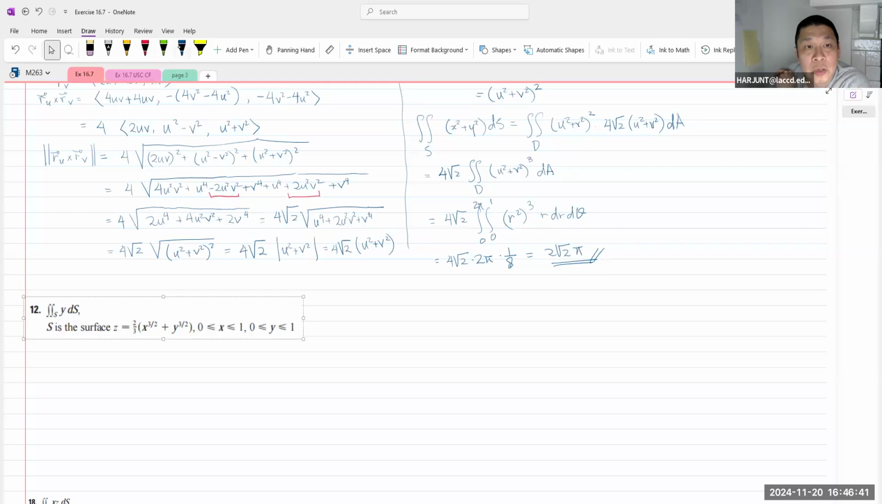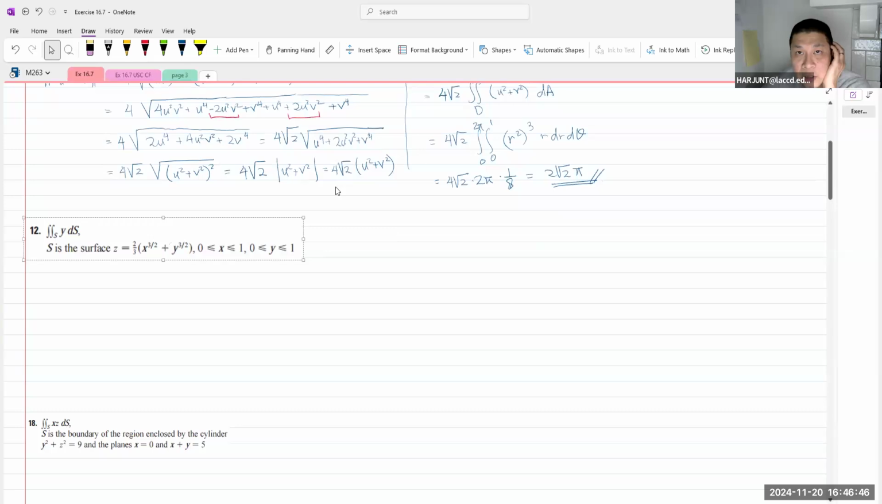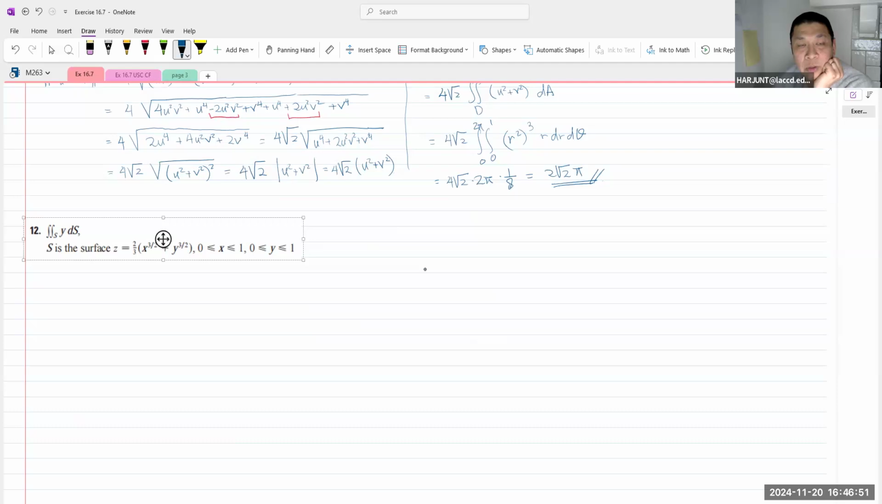Next, number 12, we have a double integral over surface S, where the surface is given by z equals a function of x and y, and the domain is a nice rectangle, 0 to 1, 0 to 1. Since it is parameterized by x and y, we can just use the regular parameterization.